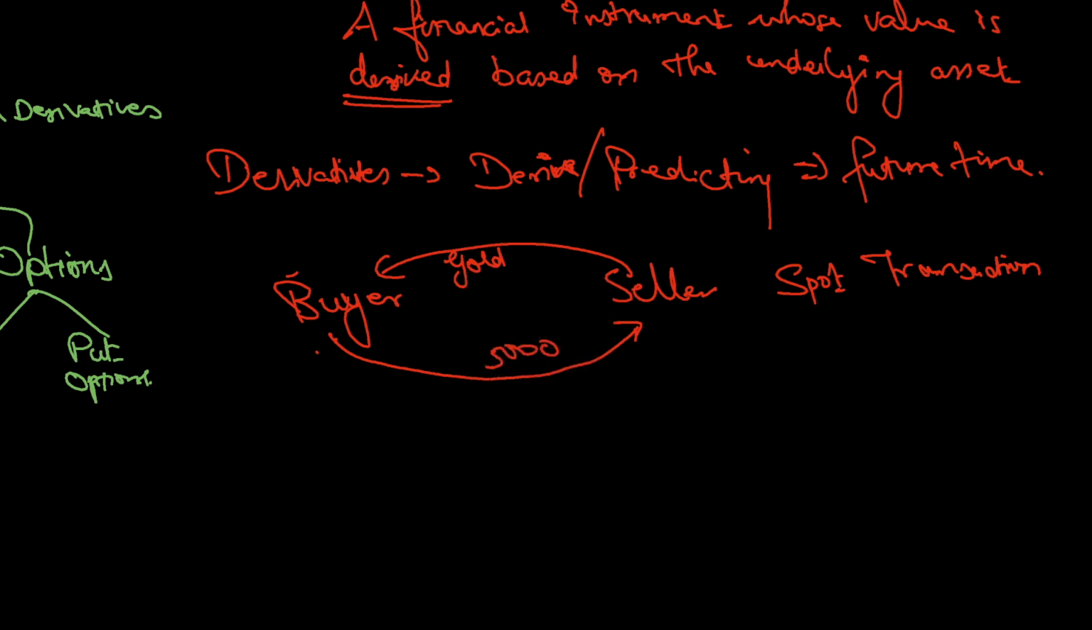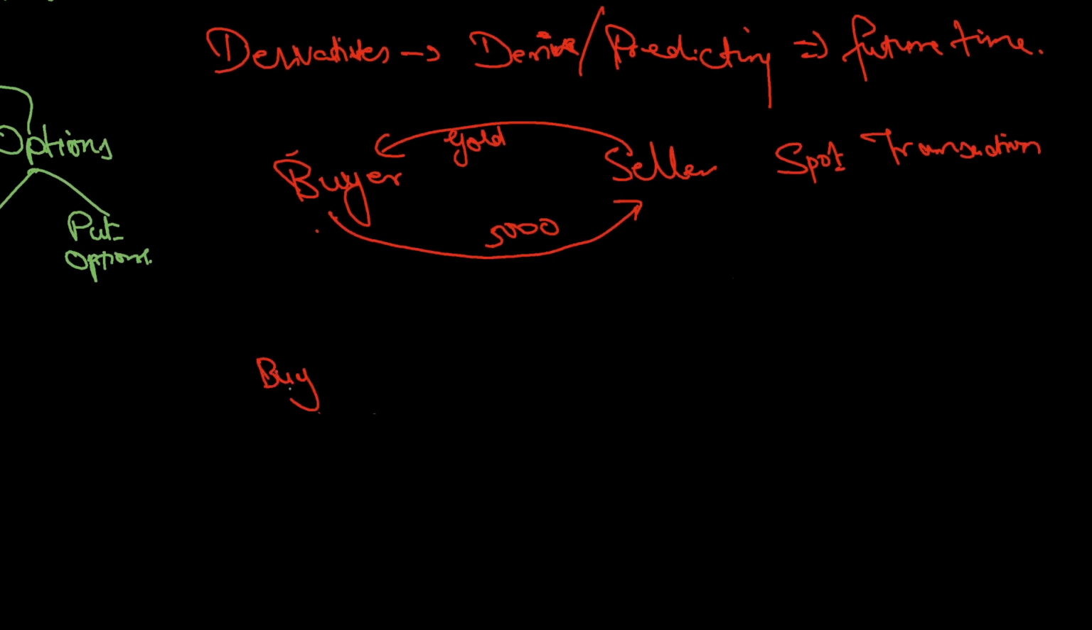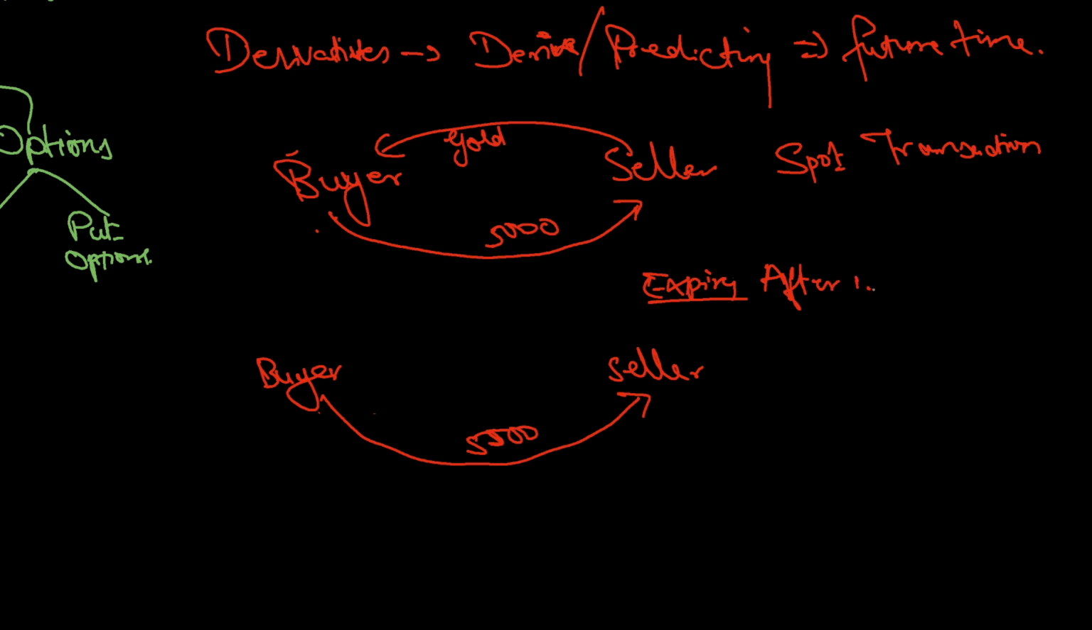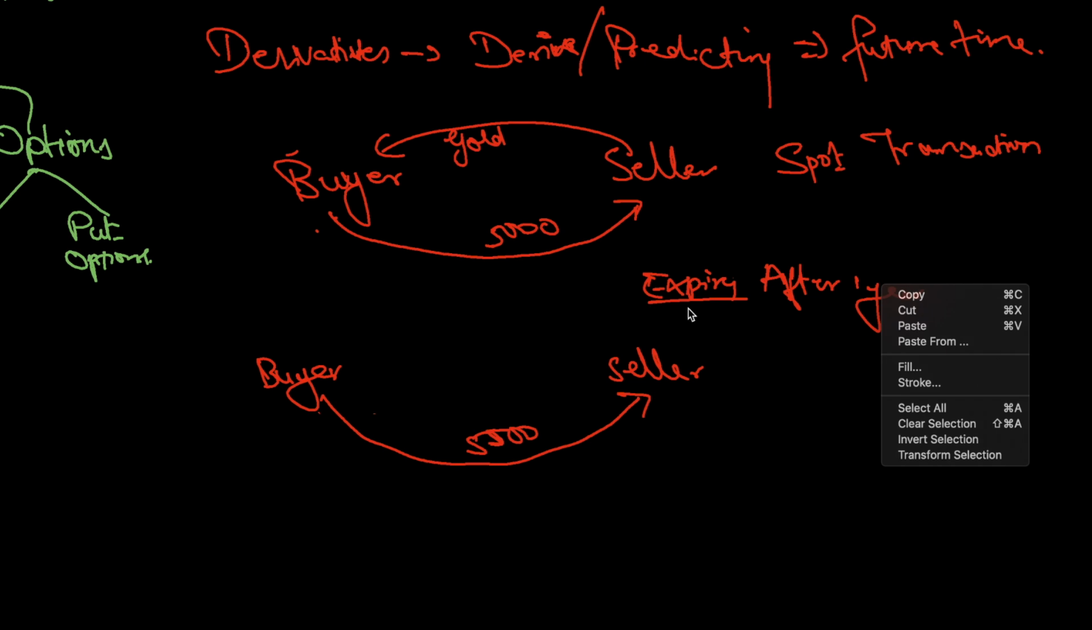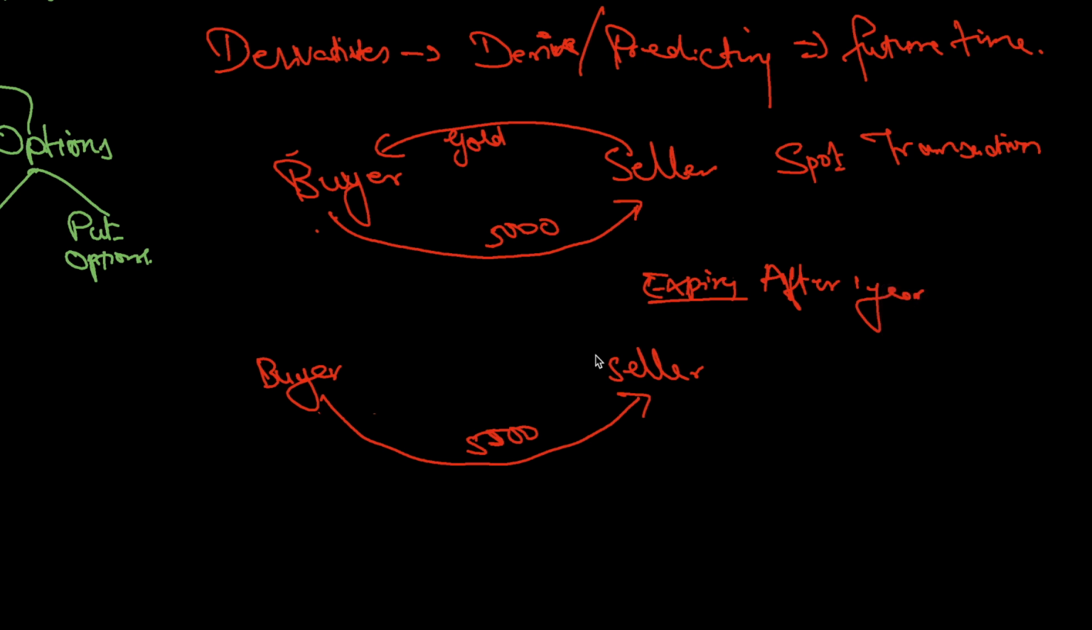The seller is giving the underlying asset. Now case 2, the buyer is entering into an agreement with the seller. However, he doesn't want to buy and sell immediately. He's just entering into the agreement. The buyer says he is ready to buy gold at the rate of 5,500, but after 1 year. So the expiry date of this contract is after 1 year. The date will be fixed in advance today itself, and the seller agrees to give gold after 1 year.